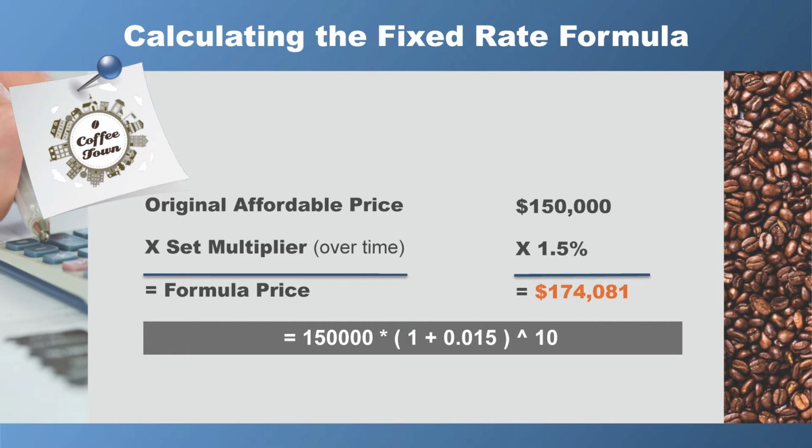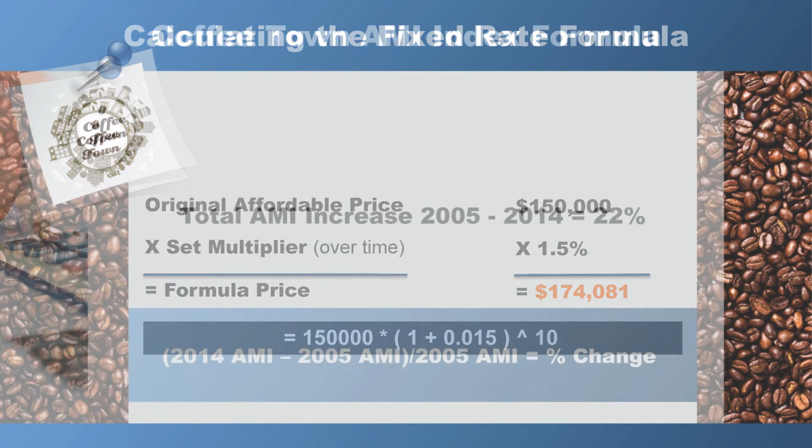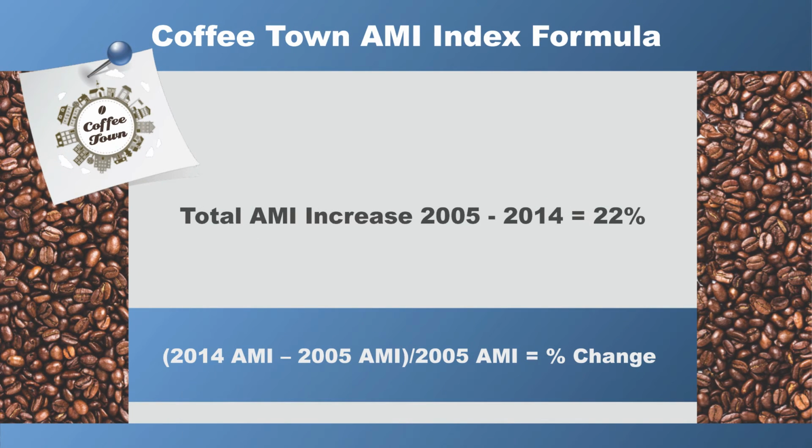formula price of $174,000. For our index-based formula, we need to look at the AMI at the time of resale and compare it to the AMI at the time the home was purchased. Note that we're not compounding the rate for each year of ownership as we did in the fixed-rate formula. We're looking at the AMI index at 2 points in time and using that total percentage increase to find the resale price.